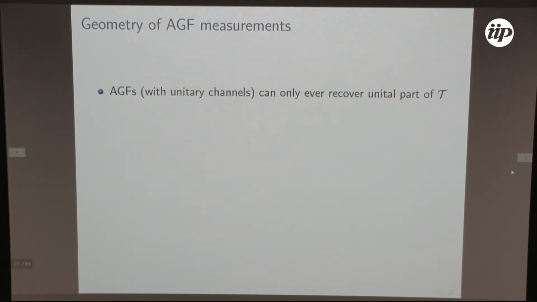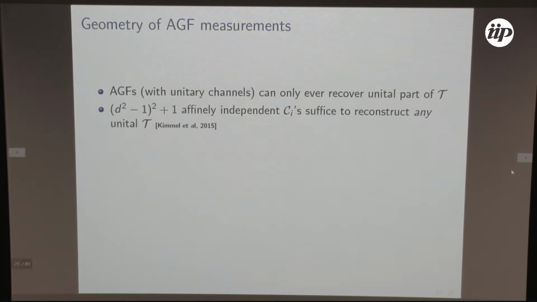So this is just what I said. But the affine space itself, I mentioned this d squared plus 1, and so you need this number plus 1 affinely independent unitary gates with respect to which you measure your average fidelities, and you reconstruct any unital channel T. But of course, once you've done that, you can basically do linear inversion, but the conditioning depends a lot on which unitaries you choose.